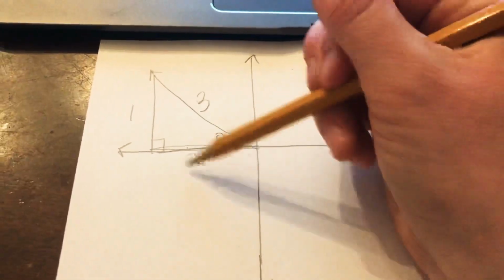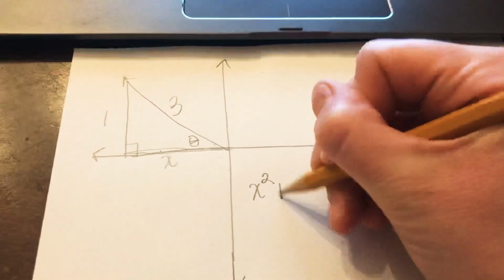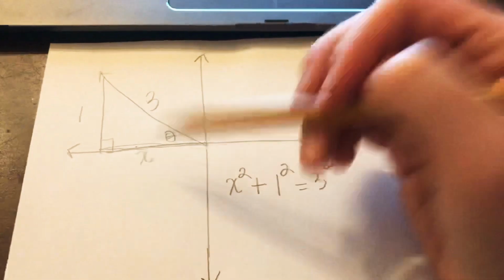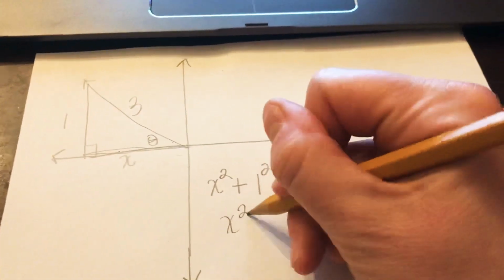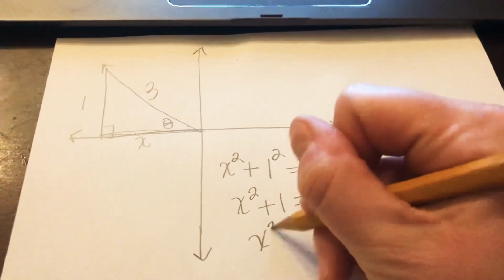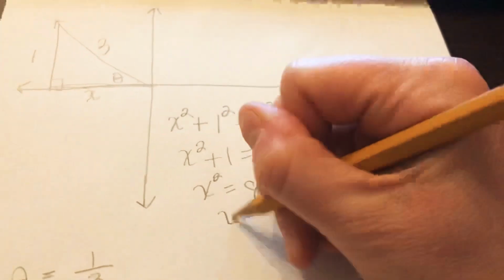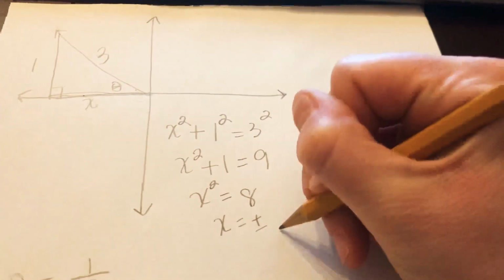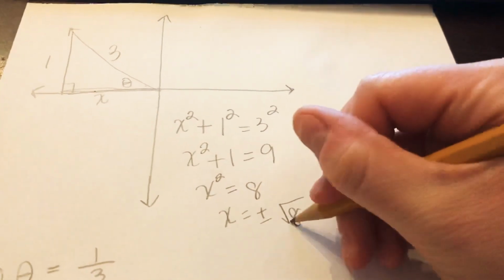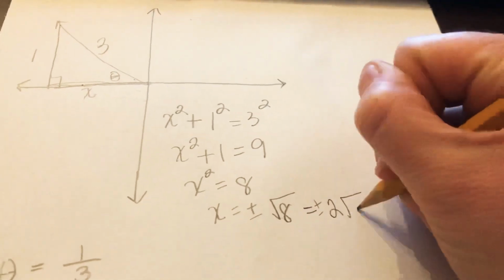All right, so what you need to do first is the Pythagorean theorem, which I'll do right here. x squared plus 1 squared equals 3 squared, right? That's going to give you this missing leg. So I have x squared plus 1 equals 9. So x squared equals 8. So x would be positive and negative radical 8, which we need to simplify. This is radical 4 times radical 2, so it's positive and negative 2 radical 2.